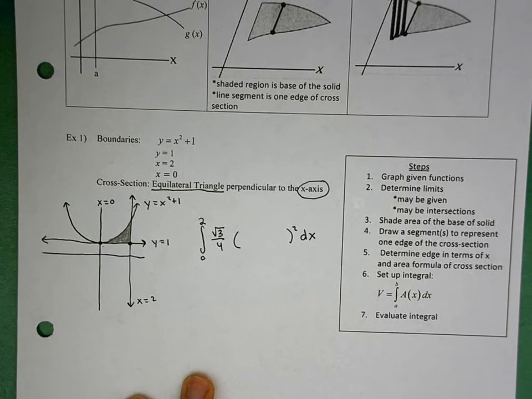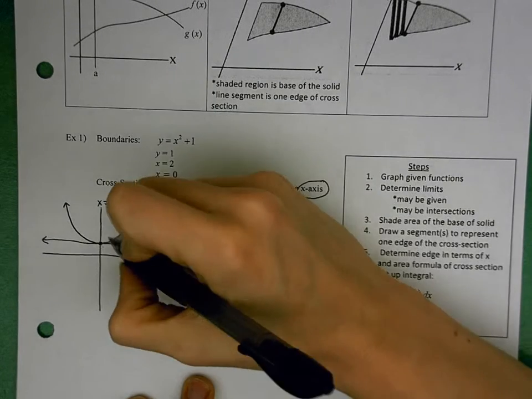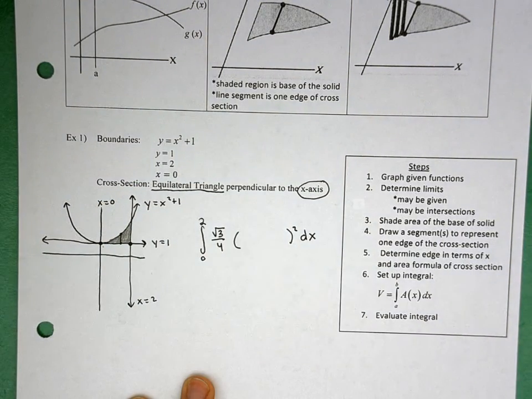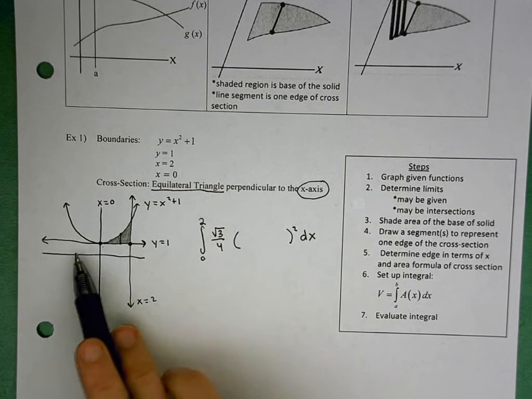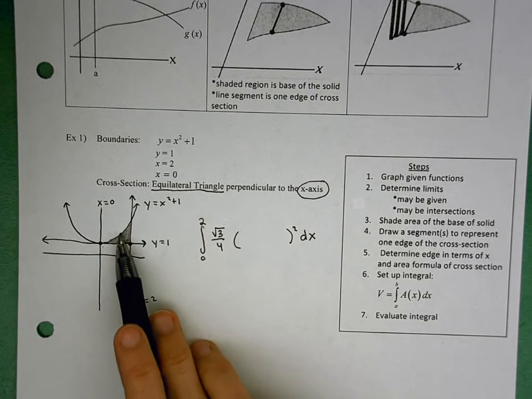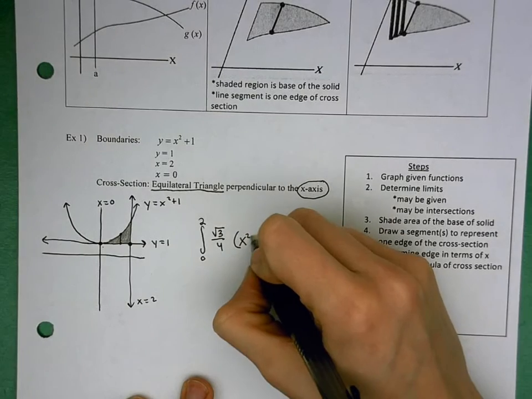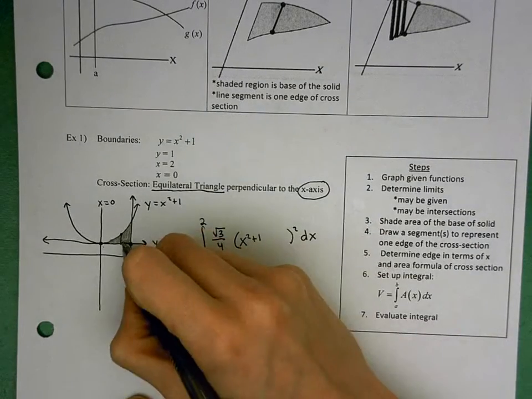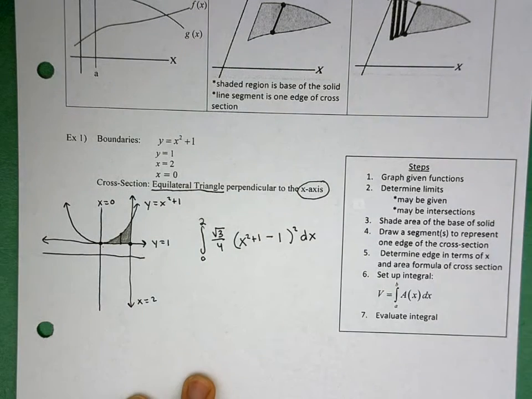Then for the equation, they're always going to give you a spot for your upper minus your lower. I'm going to draw in my representative segment, just like we did with area. This is perpendicular to the x-axis. Here's the x-axis, and we're perpendicular to it. My upper is x squared plus 1, and I'm going to leave it as x squared plus 1 because we are in terms of x. And my lower is 1, so we have upper minus lower.